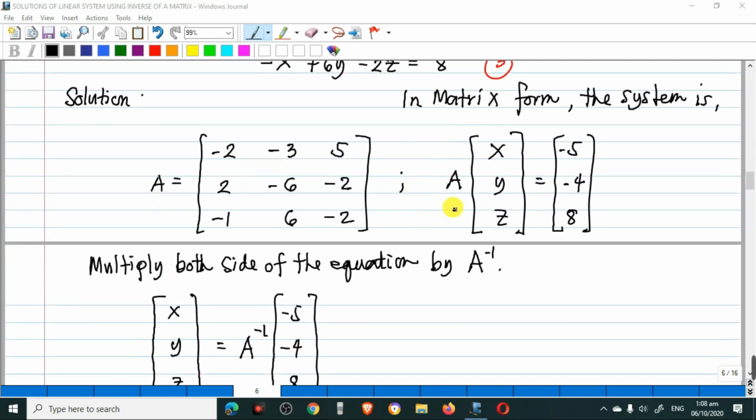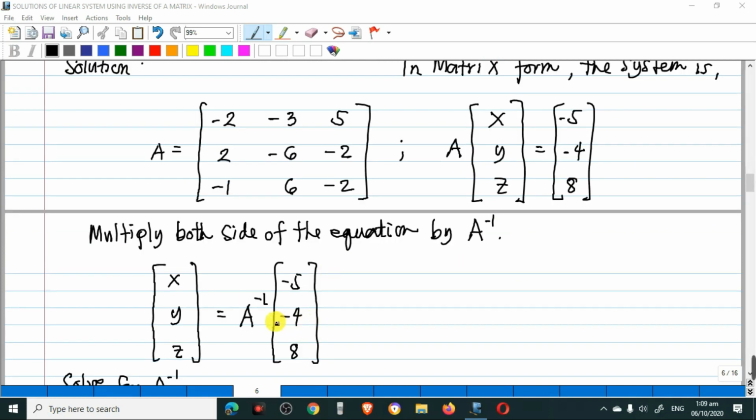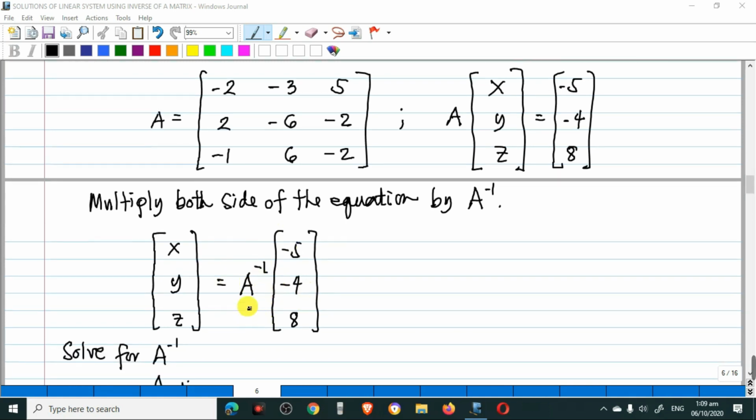Then multiply both sides of this equation, this matrix form, by the inverse of A matrix kasi kailangan natin mag-arrive sa equation ng may inverse of a matrix kasi yun ang kailangan natin i-solve. So multiply both sides by the inverse of A matrix. This will be the result, kagaya ng ginawa natin sa example number 2. This will be the result.